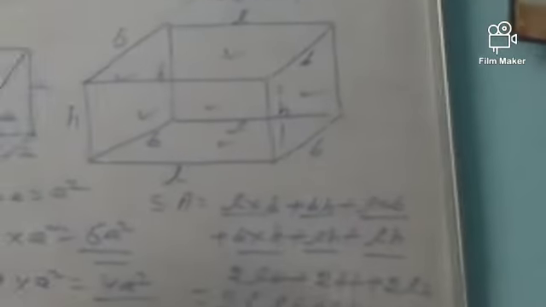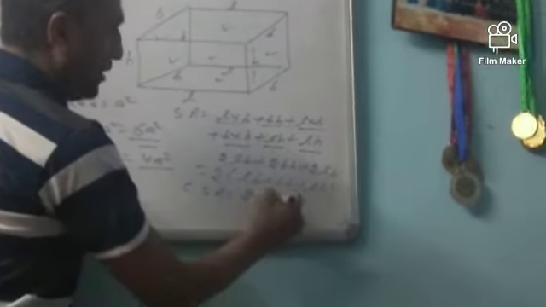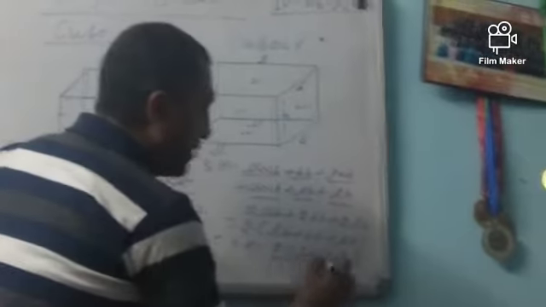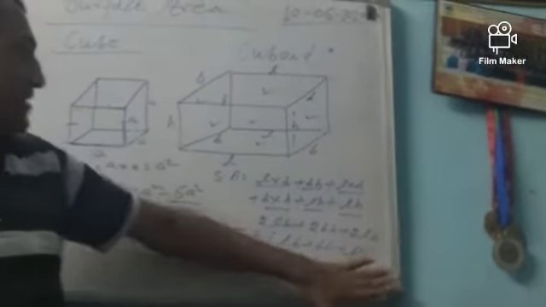When you talk about the curved surface area, it is the perimeter into height. So perimeter means 2 into L plus B, into H. So this is the curved surface area, 2 into L plus B into H. So we have discussed the surface area of a cuboid, that is 2 into LB plus BH plus LH. And the curved surface area is the perimeter of the rectangle, which you can learn very easily: 2 into L plus B is the perimeter, and into H, that is the curved surface area of a cuboid.